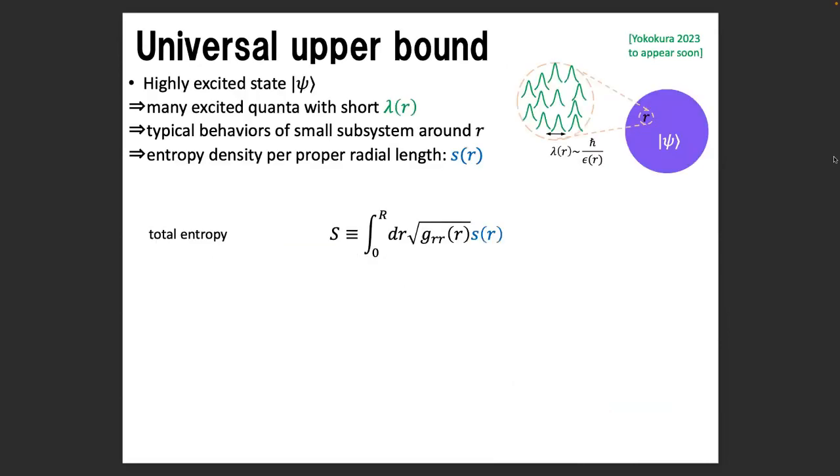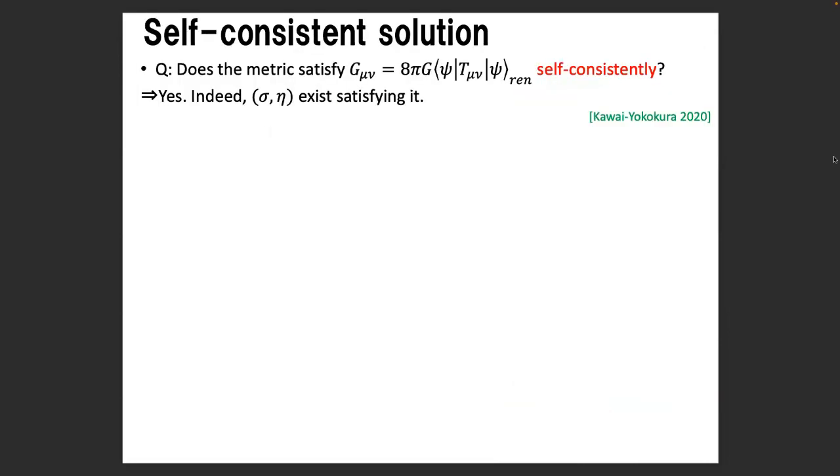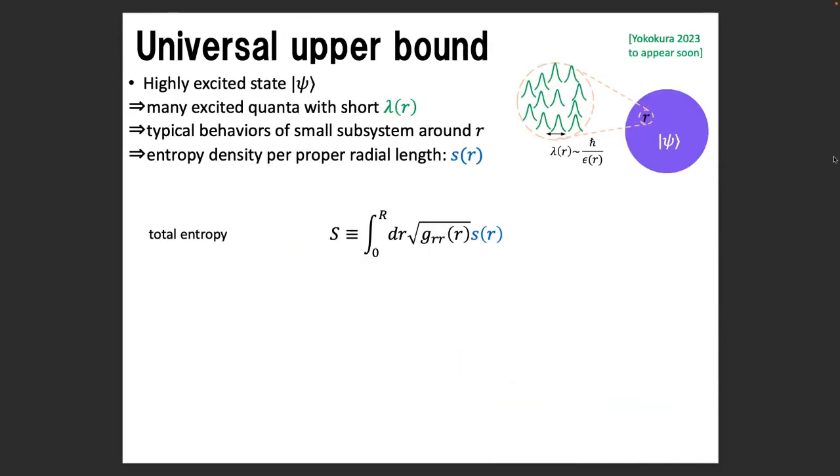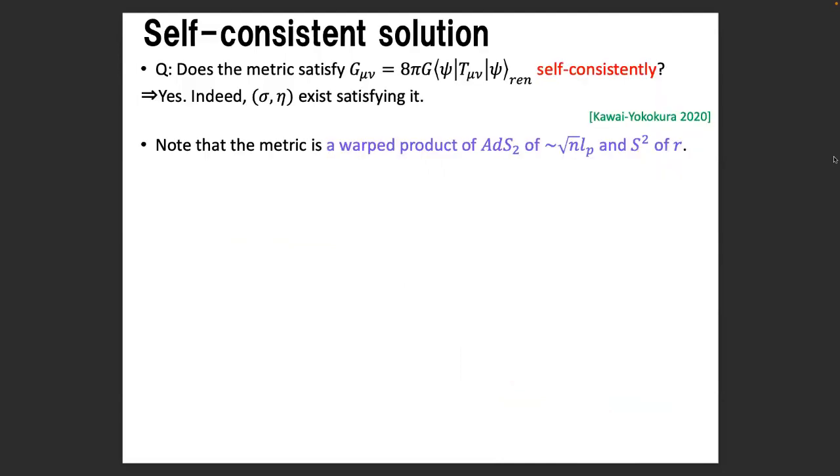Okay, this is the last slide. So the question is, does the metric satisfy the semi-classical Einstein equation self-consistently? Yes. This problem is generically very difficult, but the special good point here is that the metric is a warped product of AdS2 times S2.